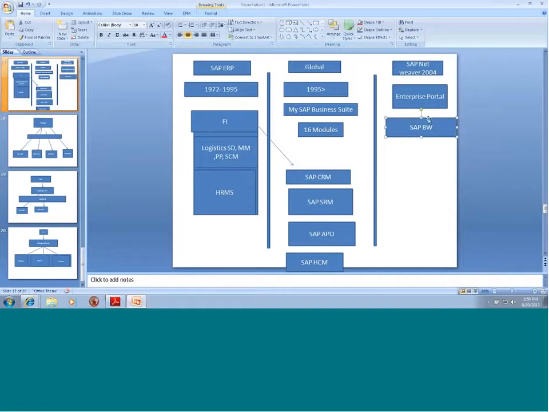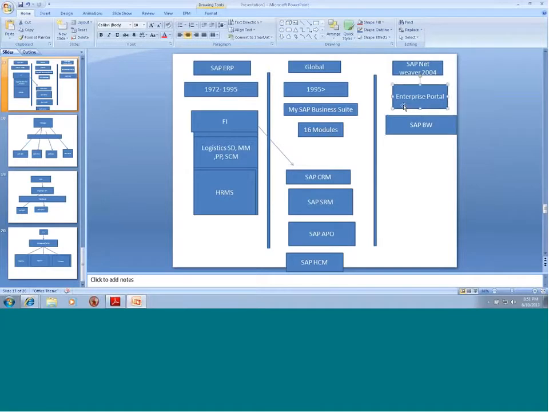So in the year 2004-2005, as soon as the Enterprise Portal was created as part of NetWeaver, SAP decided that they wanted to move the SAP BW out of the My SAP Business Suite module and put it under the SAP NetWeaver module.